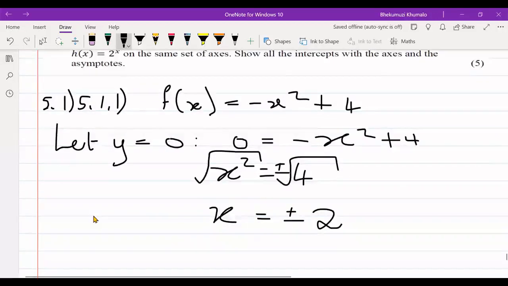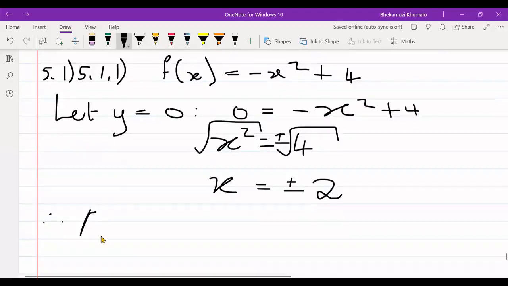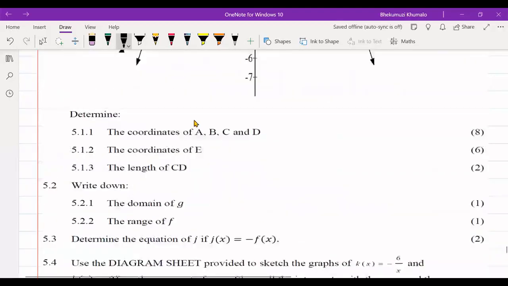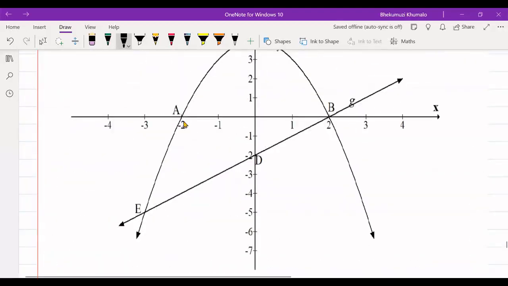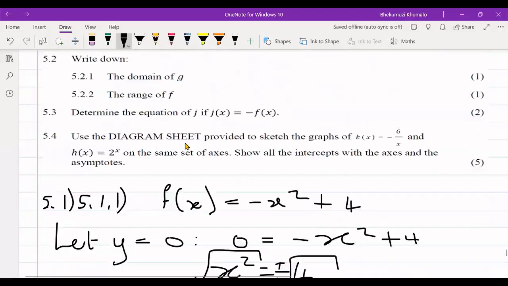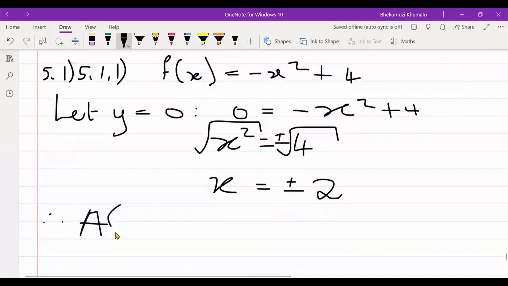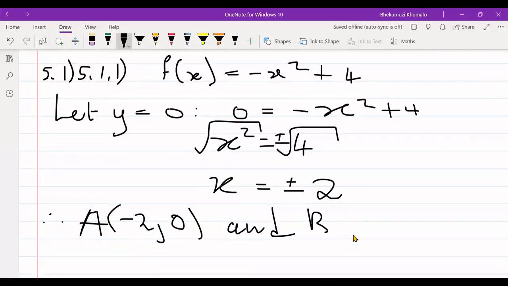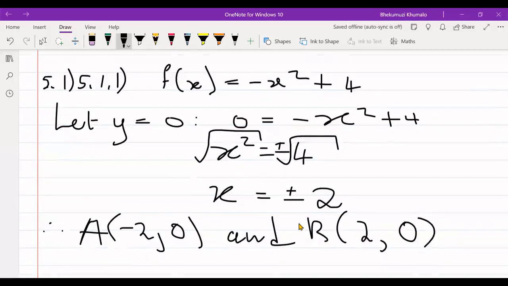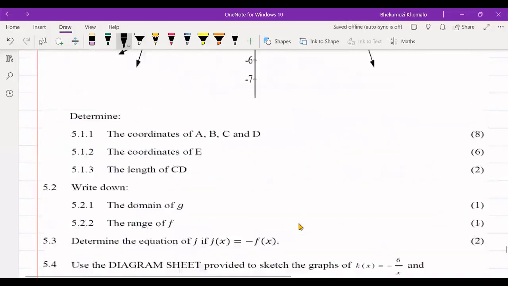And so it's quite clear that we have A, and when we go back to the graph, which side is it on? It's on the negative side. It's negative 2. And actually, you can see it there on the graph. So A is negative 2, 0. And B is 2, 0, right? So we have A and B very easily, very quickly.